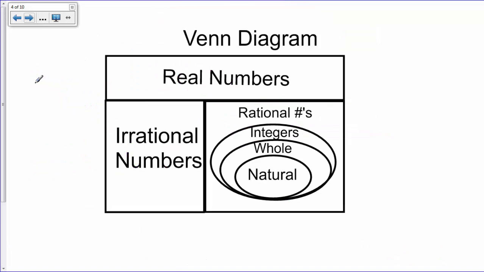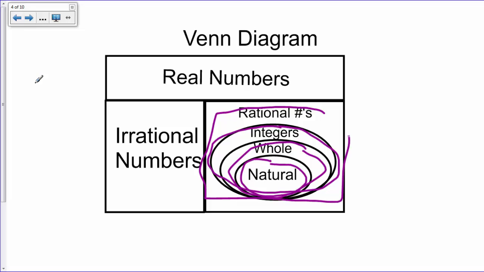So this is a Venn diagram that is generally used to help us understand how the subsets work, because the set of natural numbers is included in the set of whole numbers, and the set of whole numbers and the set of natural numbers are included in integers. And then integers, whole numbers, and natural numbers are all rational numbers. And all of those are real numbers.